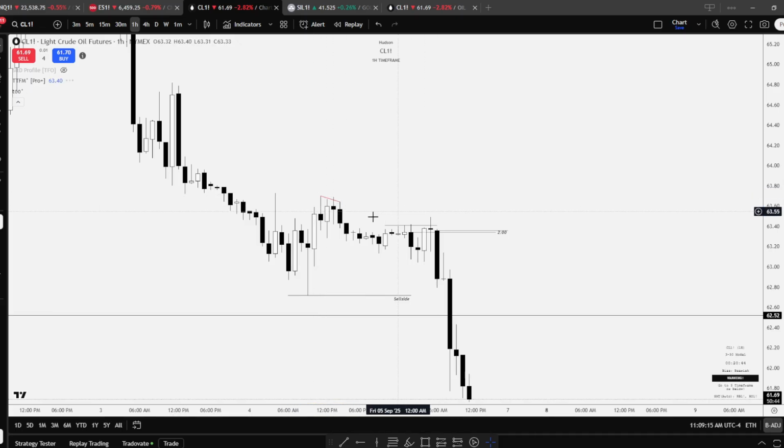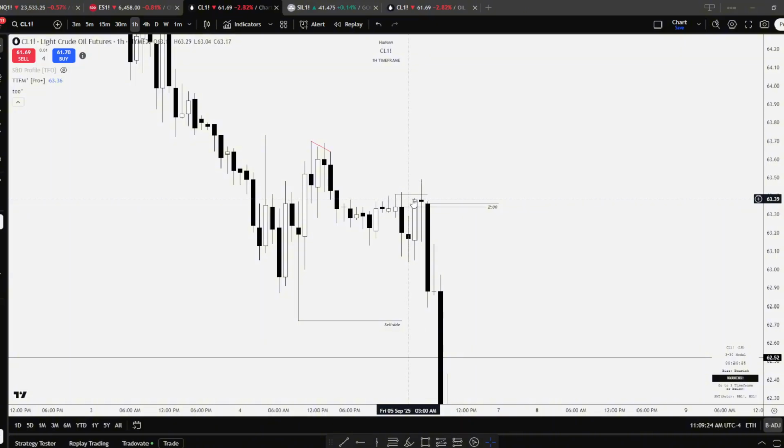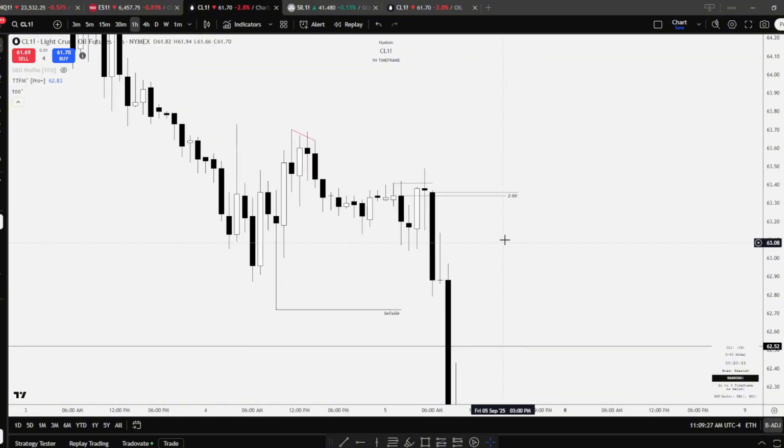All right, so SMT here with RB. Boom. All right, here was that previous 4-hour candle, the 10 p.m. candle. Same thing on the 1 hour. We put in a reversal candle right there.